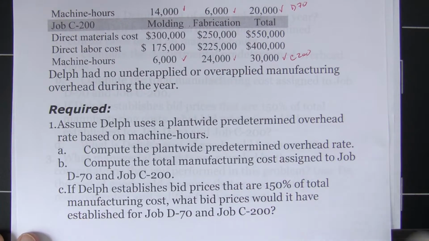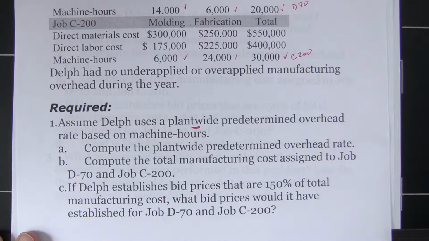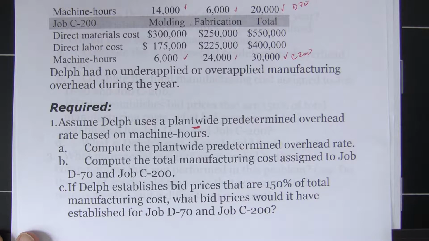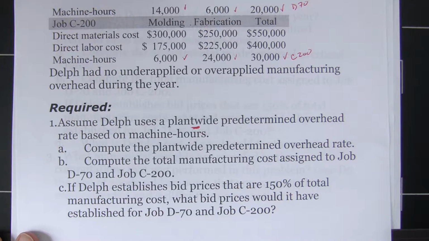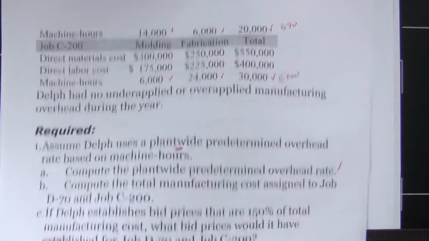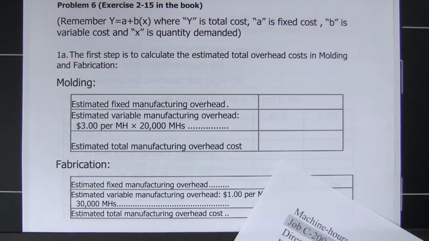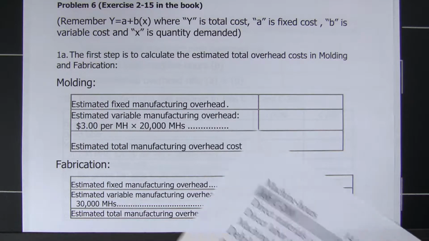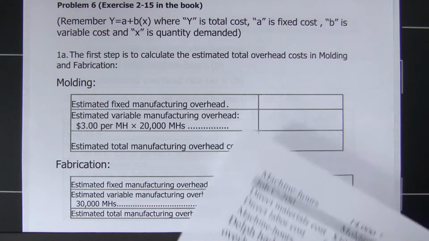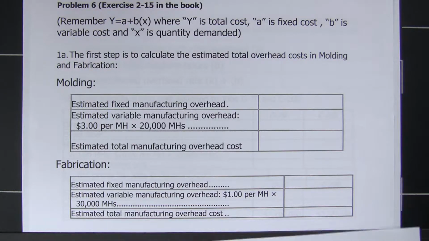It says assume they use a plant-wide rate. Plant-wide, as you know, means one size fits all. We're going to come up with one rate that applies to everybody. So the first thing it asks us to do in 1A is compute the plant-wide predetermined overhead rate. Okay, so let's do that. So the total estimated fixed manufacturing overhead for the molding department, because they keep track of 2 departments, so we have to do everything twice.